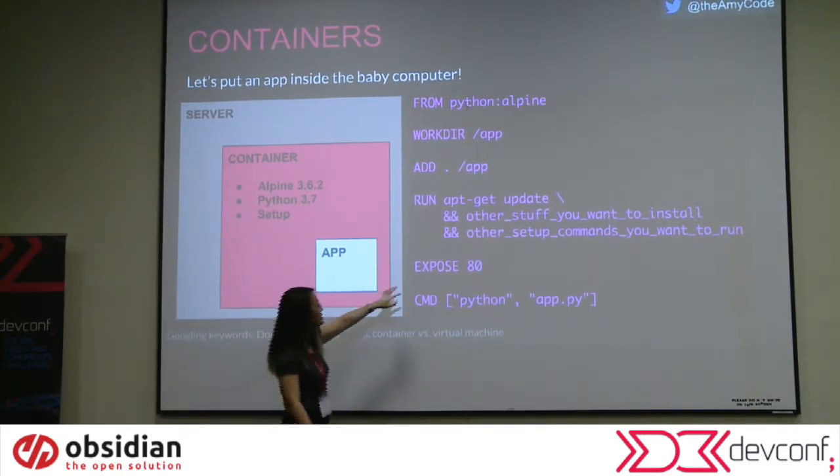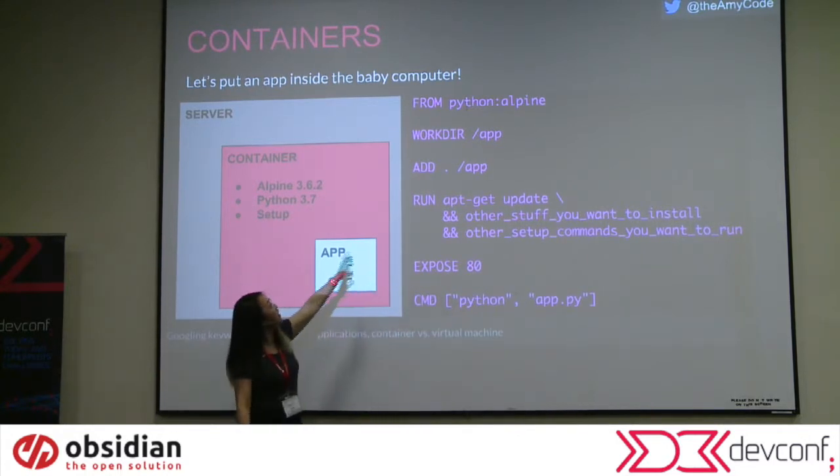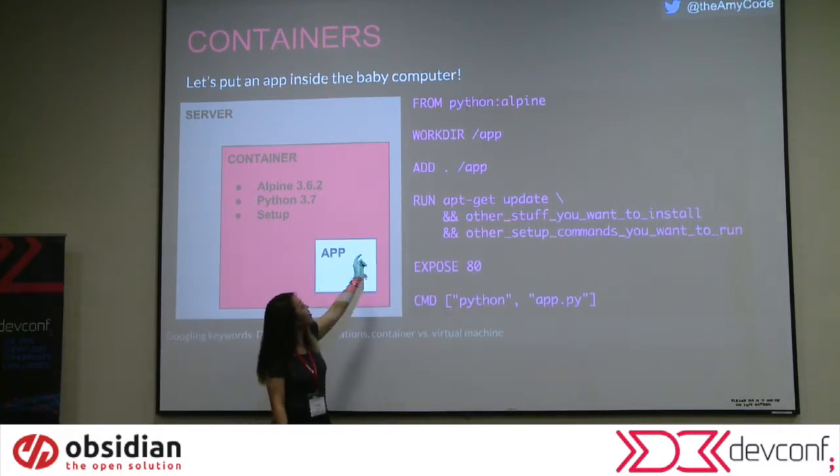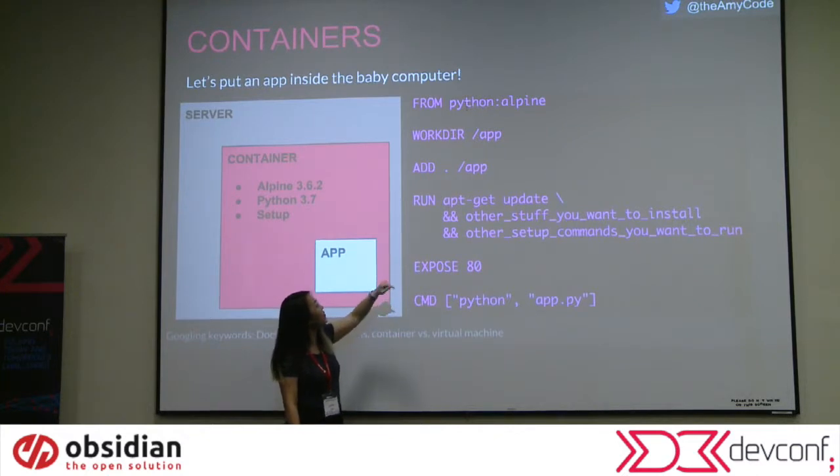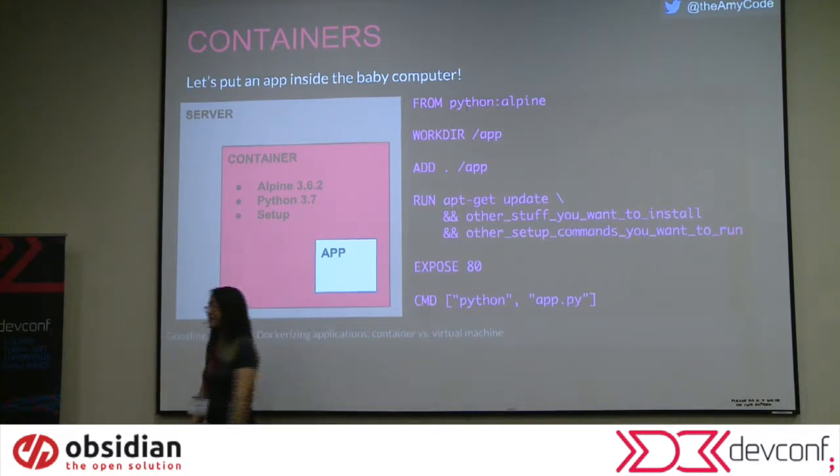So up here you can see the Docker configuration file. Again, you can see that it's Python, Alpine. We are deploying our app from that directory, running some setup scripts, and then we're exposing port 80 to the world, and then we're running Python and then our app.